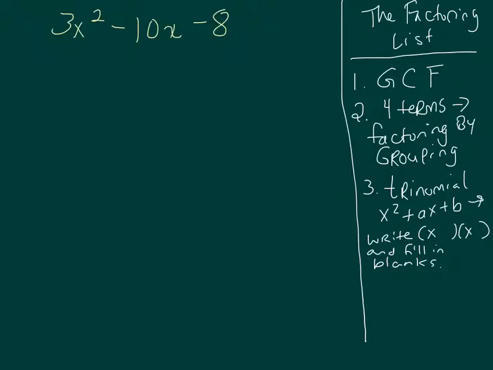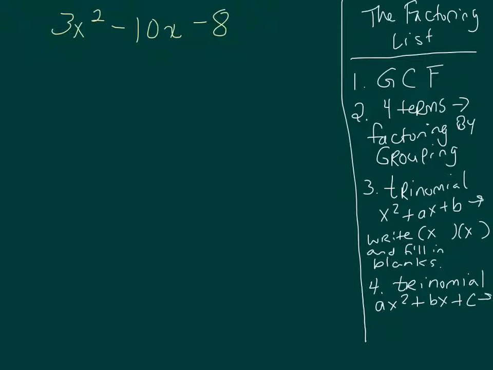Well, I don't have any of those situations in this polynomial. I have a number in front of x squared. So step 4 on the factoring list is for a trinomial where you have a number in front of x squared.